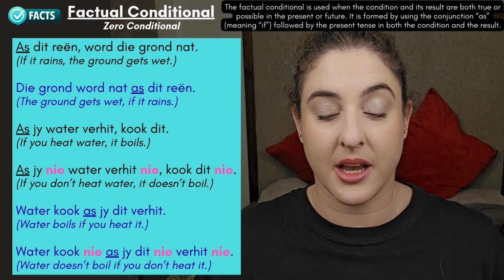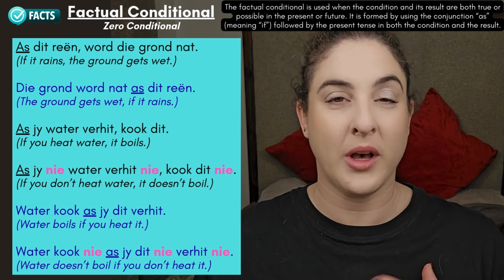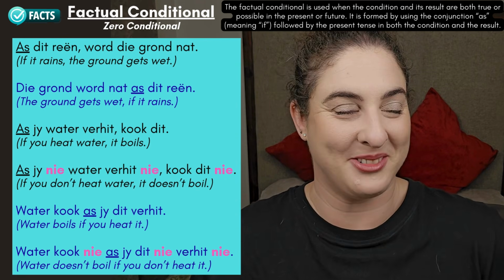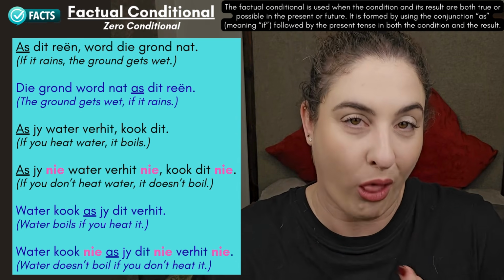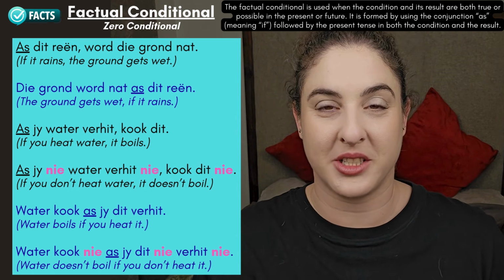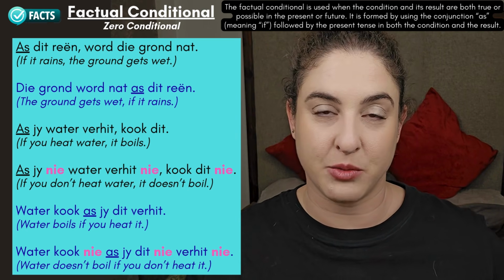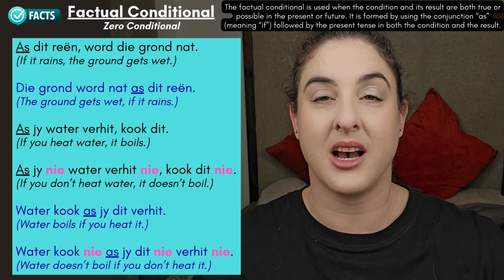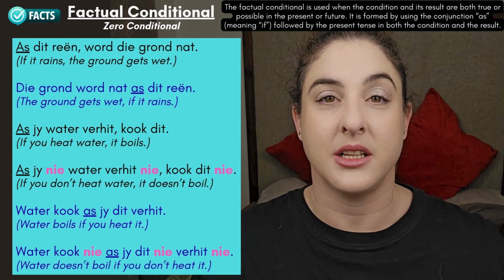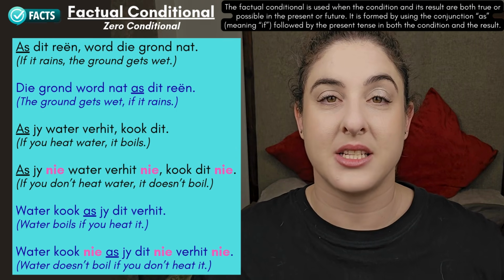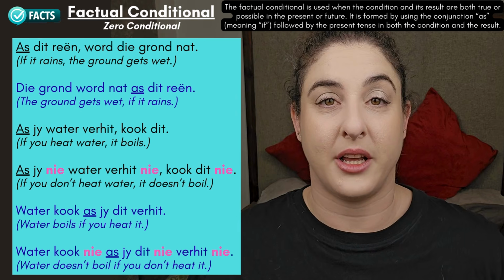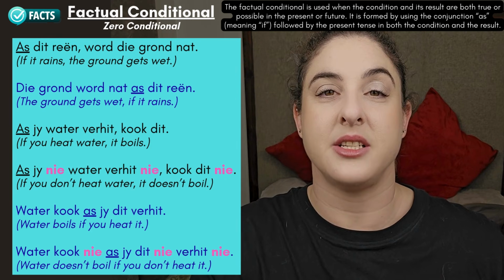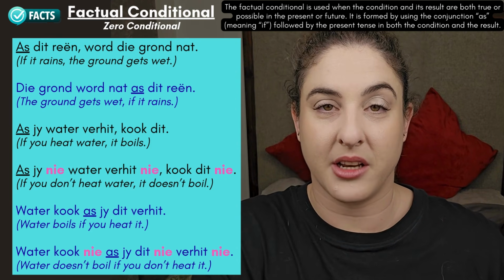In that sentence, "as jy water verhit, kook dit." If you heat water, it boils. In the next one, you take that same part 1 and part 2, but negate the sentence. So it becomes "as jy nie". So after the subject, you find the first "nie". "As jy nie water verhit nie." Last "nie" before the comma. Now remember, when "as" is in the beginning of the sentence, it means part 2 is in the beginning of the sentence.